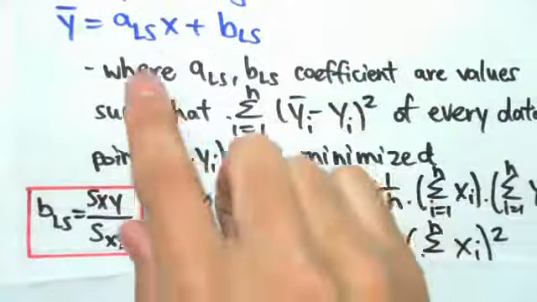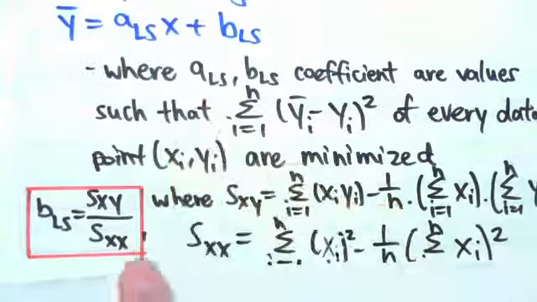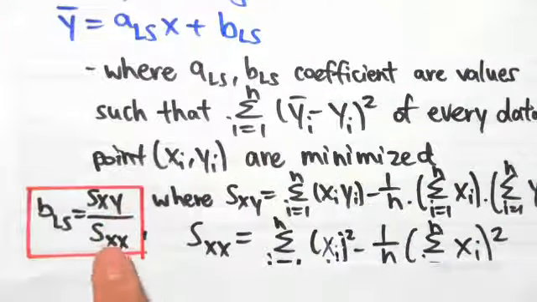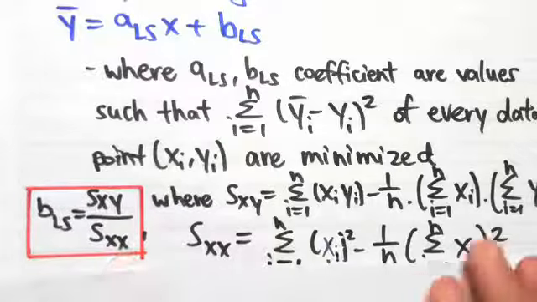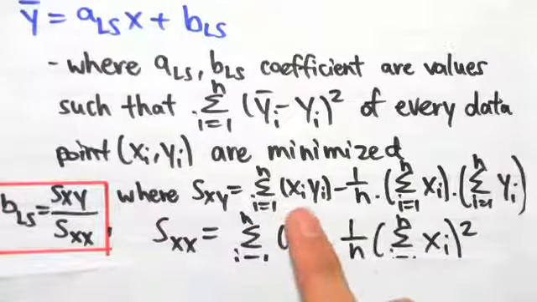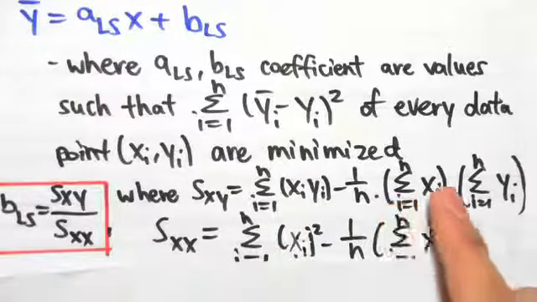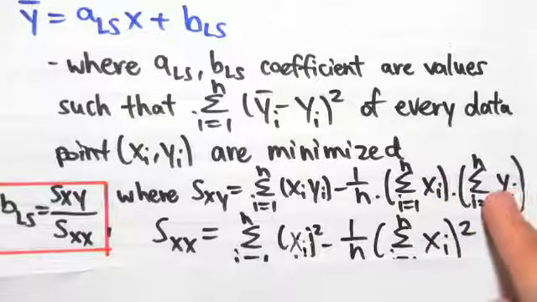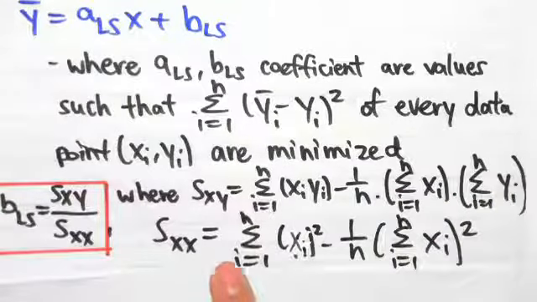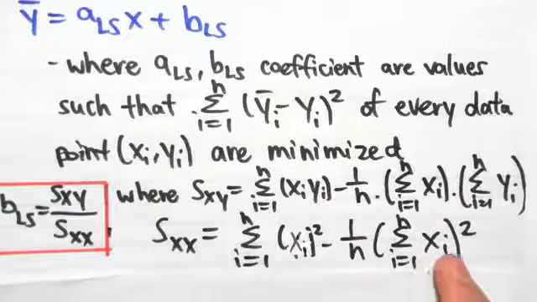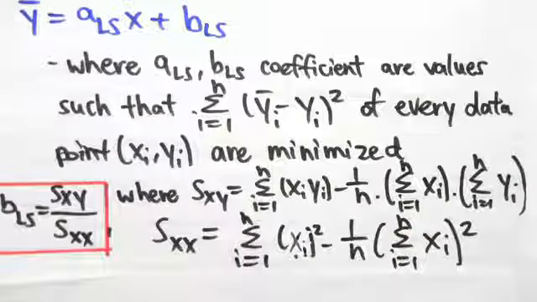the coefficient of the least squares regression line, in other words the coefficient of our line of best fit, is equal to this. b_LS is equal to Sxy over Sxx, with Sxy equal to the sum of xi·yi minus 1/n times the sum of xi times the sum of yi, and Sxx equal to the sum of xi squared minus 1/n times the sum of xi, entire thing squared.